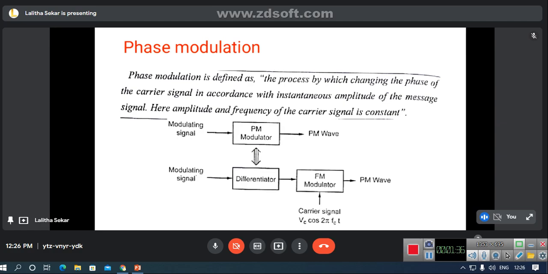Here the modulating signal is connected to the differentiator. The output of the differentiator is connected to the FM modulator with the carrier signal and produces the PM wave. This is the phase modulation. Phase modulation is the process of changing the phase of the carrier signal in accordance with the instantaneous amplitude of the message signal. Here the amplitude and frequency of the carrier signal are constant.